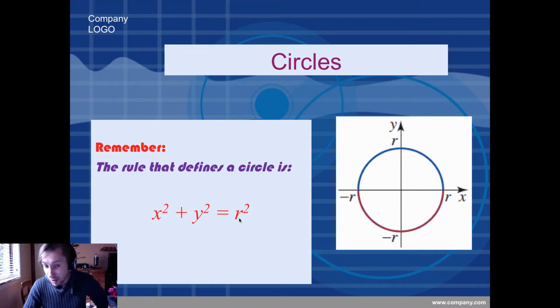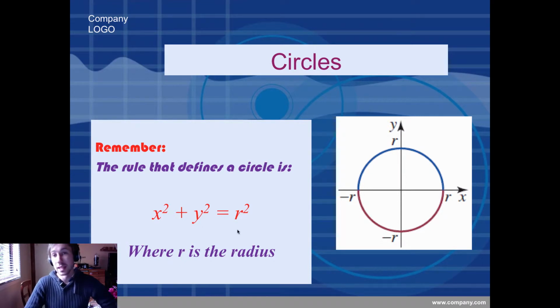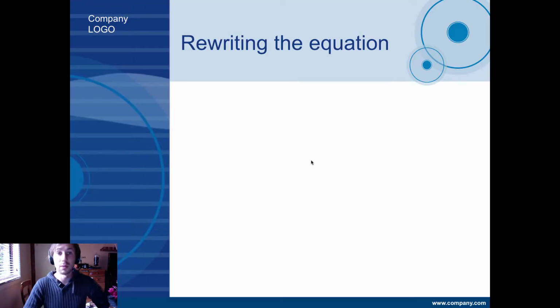There's something special about that, and that is that r is actually equal to your radius. Remember, the radius is from the center point to the outside of the circle. So, as you can see here, the r's represent the radius. Let's go through and have a look at this in a bit more detail.